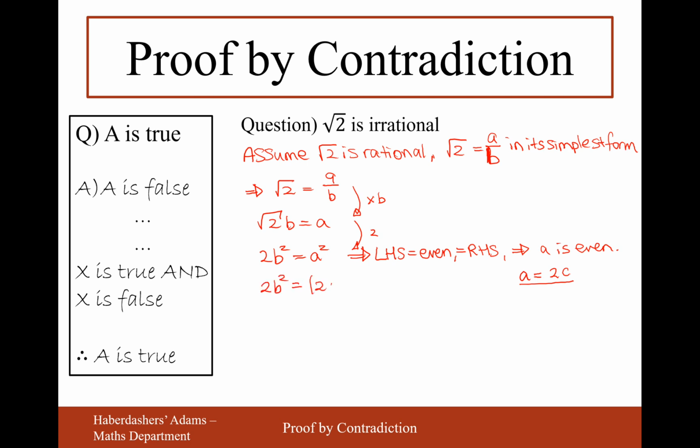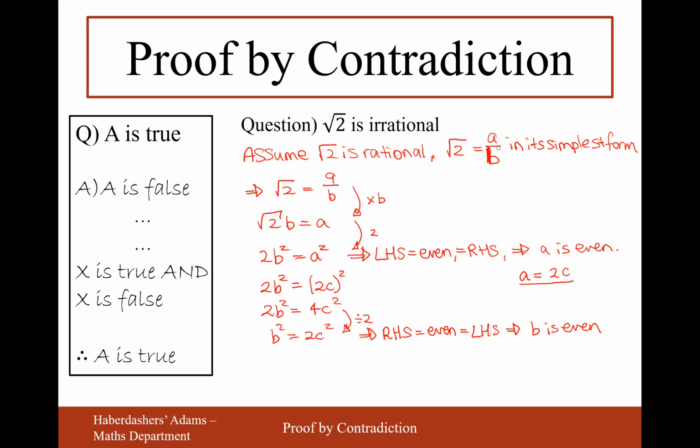So I'm now going to use a equals 2c in the next part of the proof. So I'm now going to replace this with 2c, and then expand the brackets on the right hand side. So I'll get 4c squared, and then I'll divide by 2 on both sides, and I'll get b squared equals 2c squared. Now from this statement here, the right hand side is clearly even, and so must therefore the left hand side be. Now if b squared is even, the only way I can square a number to get an even answer is if b was even to start with.